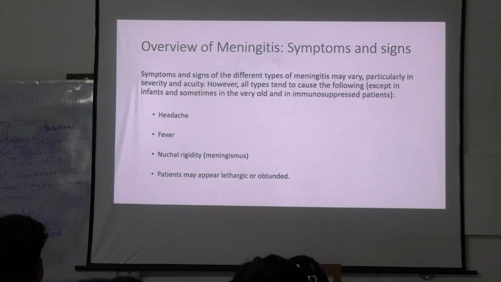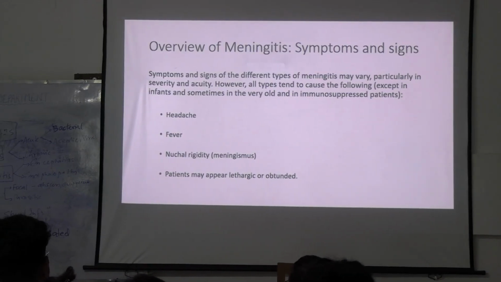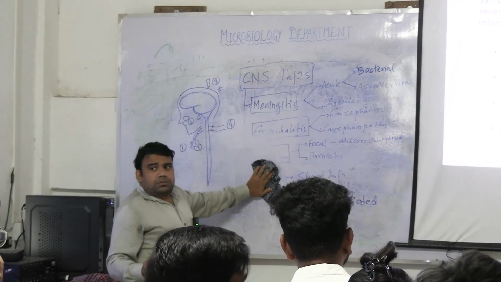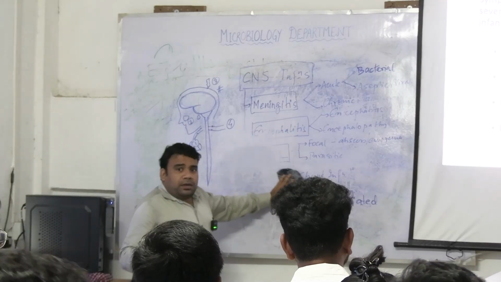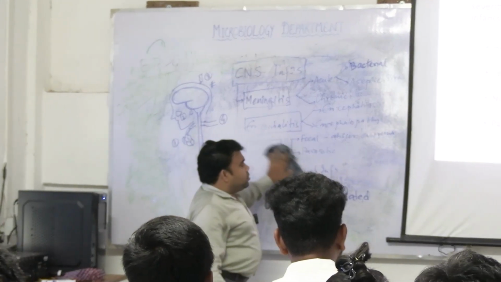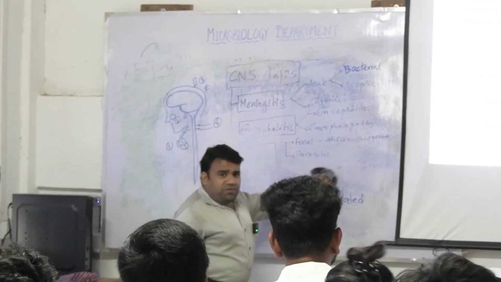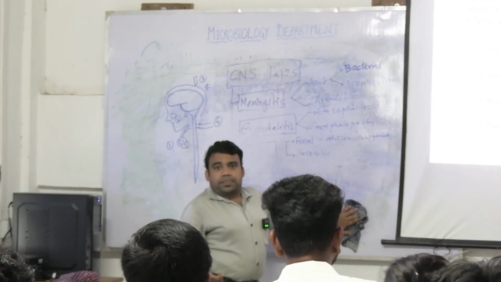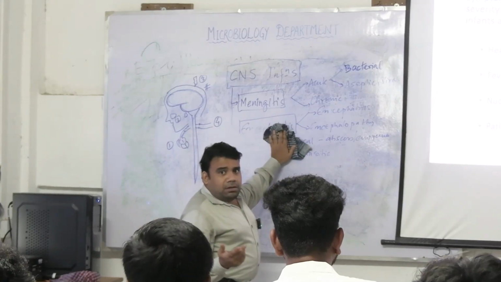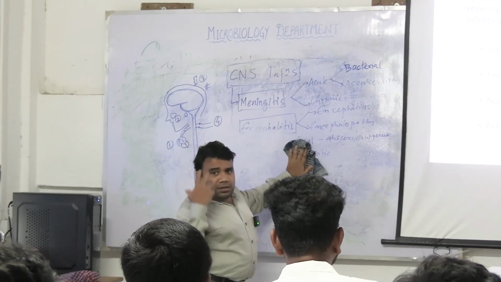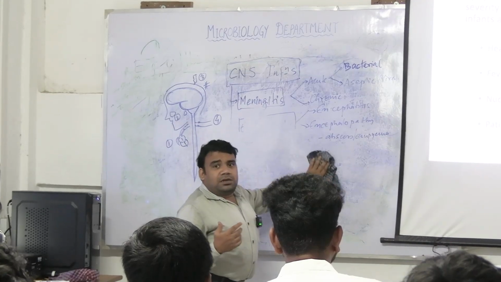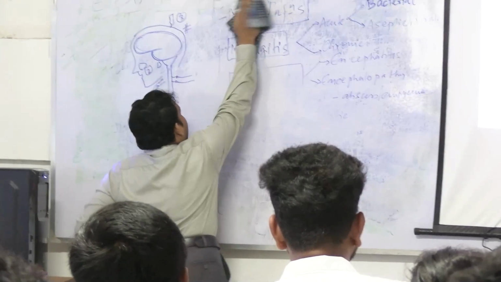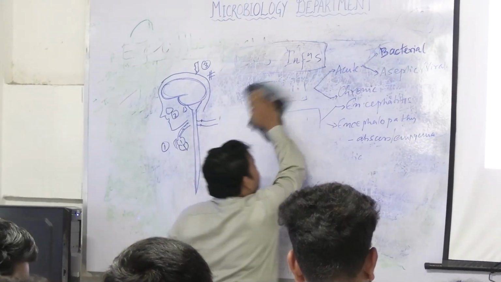Now whenever we say there is inflammation of the meninges, what would be the first symptoms? Inflammation means, if there is inflammation anywhere in the body, what will be the first symptom? Fever. Then what will be the local effect? Pain. So if there is pain in the central nervous system, presentation is headache. And then, if there are nerves in the brain, when the nerves are inflamed, what will happen?